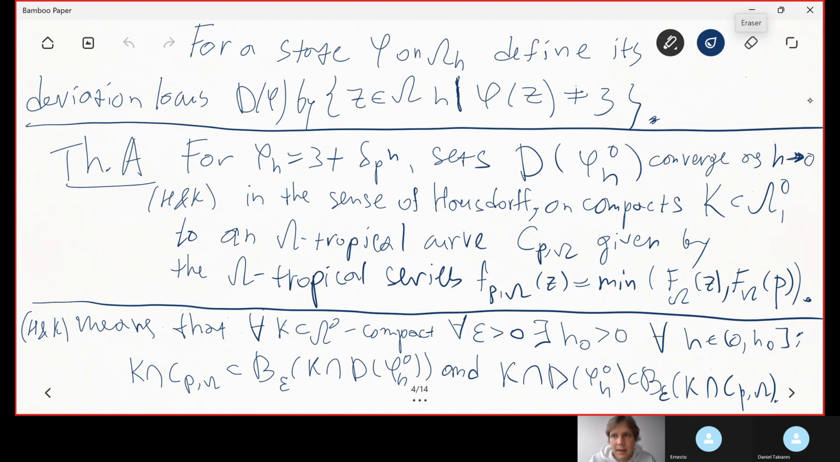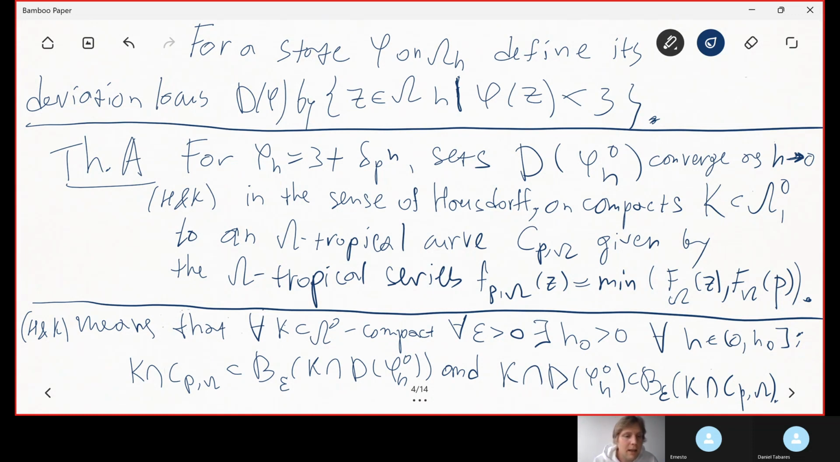Let me even improve it slightly, because later we will use this for non-stable states. So the deviation locus is where it's less than 3. And for stable states, it means that it's 0, 1, or 2. And so the claim is that these deviation sets, when H goes to 0, converge to the tropical curve, which is given by the truncation of the previous tropical series.